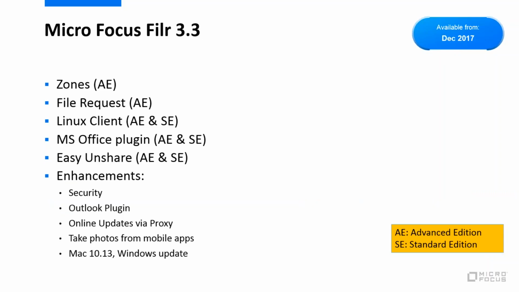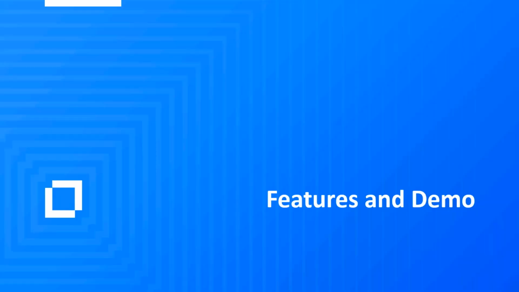So in Filr 3.3, which we released again as an online update via the channel in December 2017, we added quite a few features. We added support for zoning, we added support for file request, we added support for a Linux client, we brought in a plugin for Microsoft Office, we added capabilities to easily unshare, and we also continued enhancing the capabilities that we had shipped in the past. So let's look at each of these features one after the other.